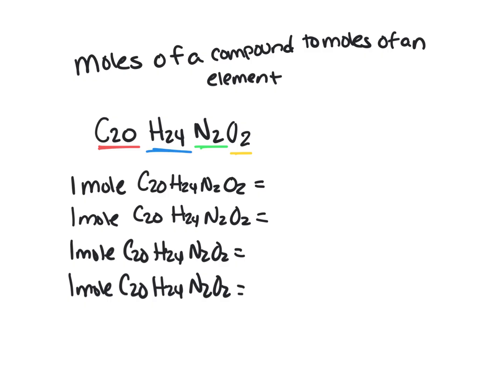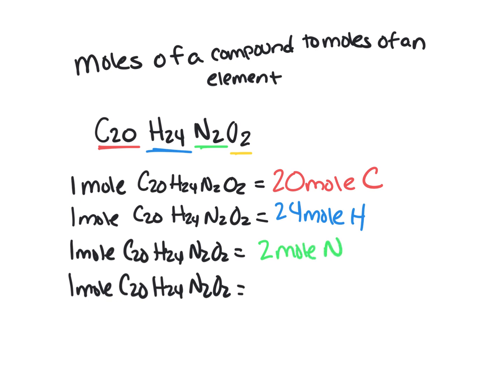So you've got a 20 next to carbon. So for every 1 mole of C20H24N2O2, you have 20 moles of carbon. For every mole of our compound, we've got 24 moles of hydrogen. For every mole of our compound, we have 2 moles of nitrogen. And for every mole of our compound, we've got 2 moles of oxygen. Okay, so now we have our 4 equalities.